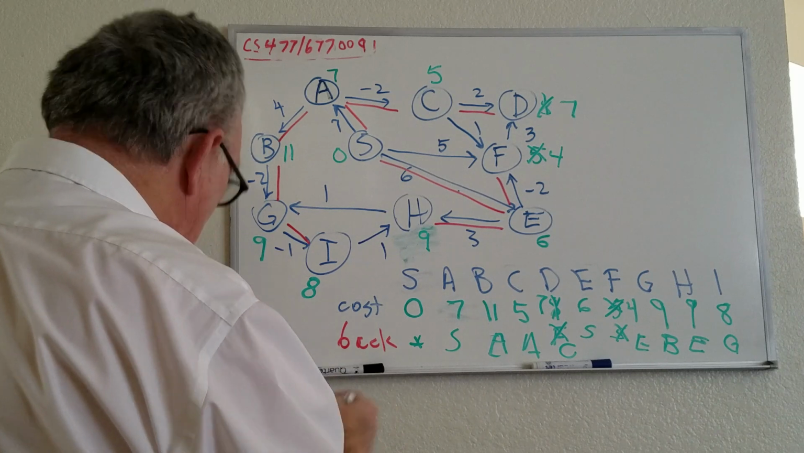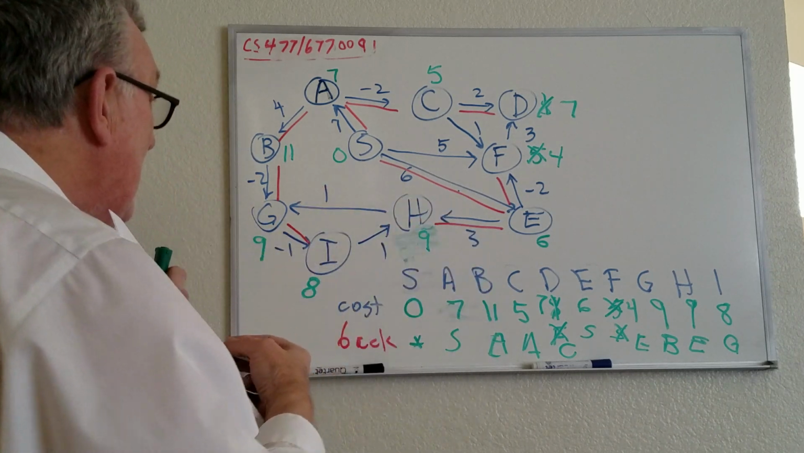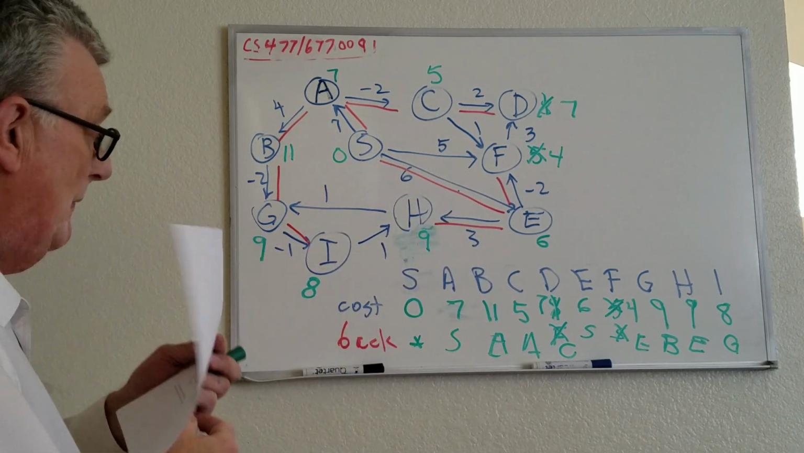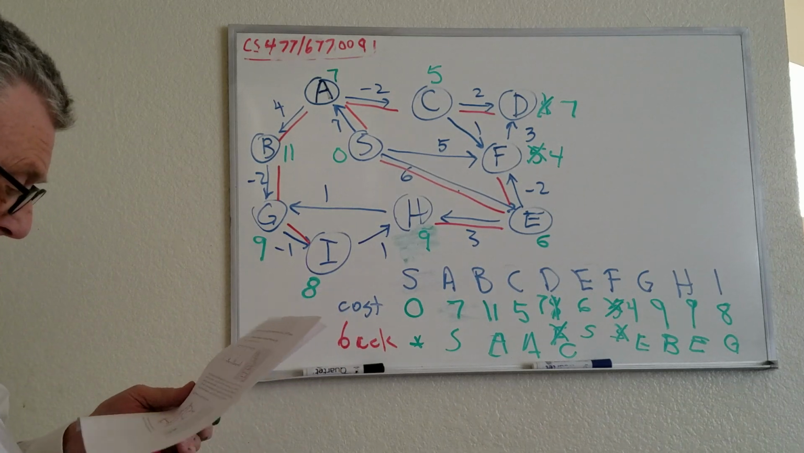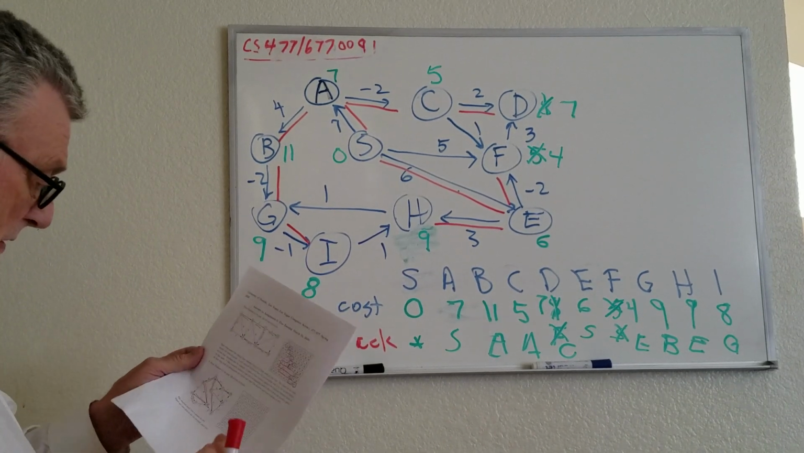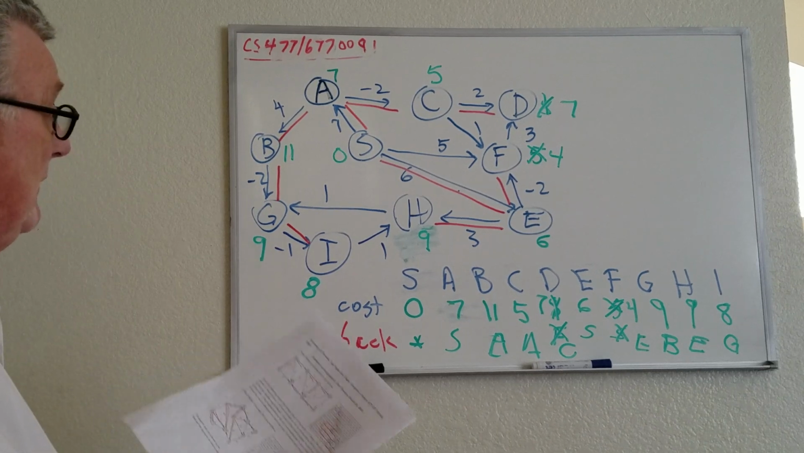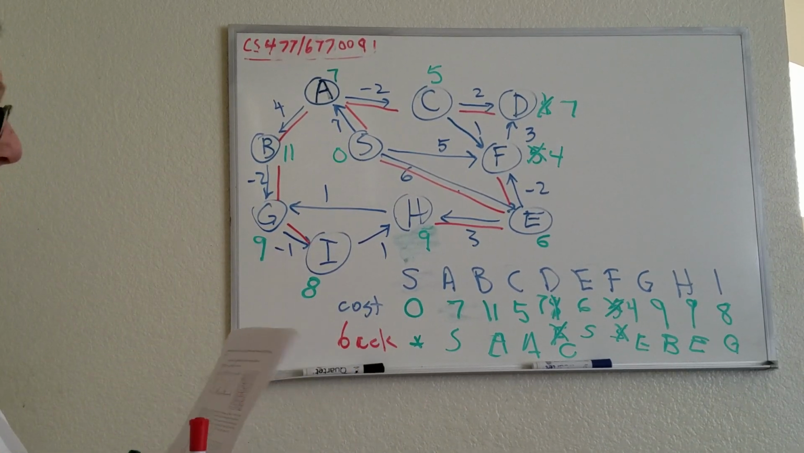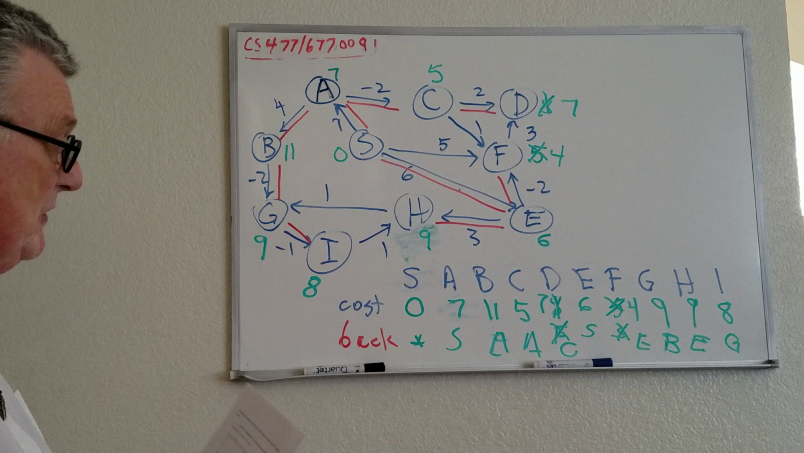And we're done. This red tree then is the shortest path tree, which is shown in red color in the printout of the answer sheet.